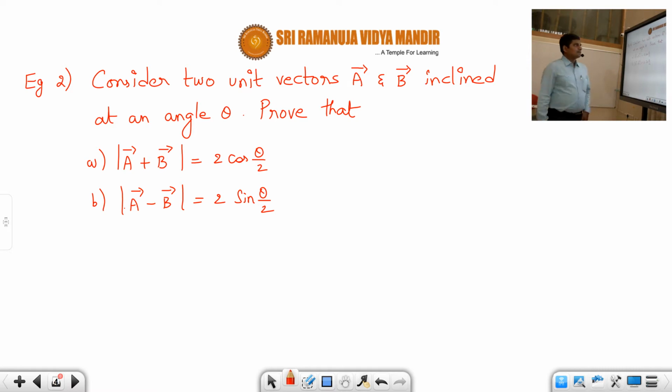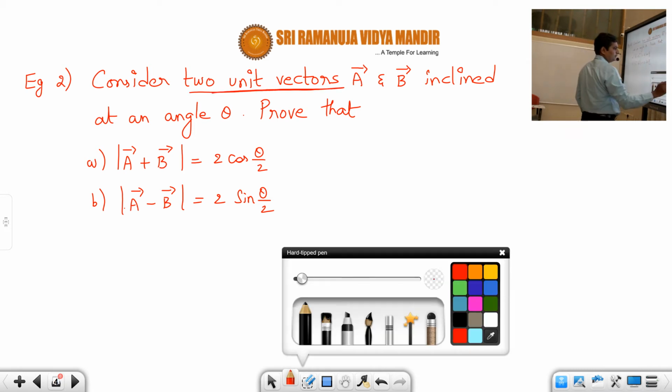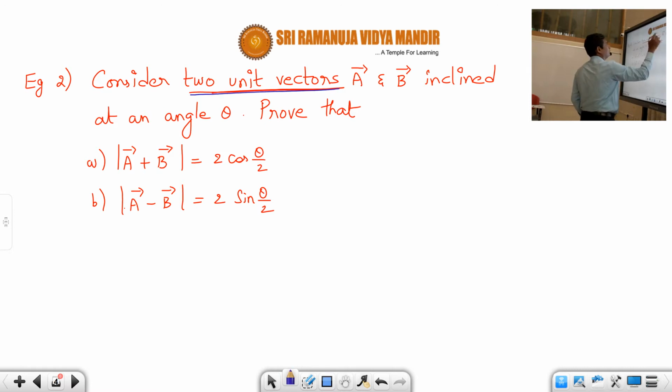Consider two unit vectors a bar and b bar inclined at an angle of theta. Two unit vectors, students. That means their magnitude is how much, students? Two unit vectors means their magnitude is 1. Okay. At an angle of theta. Now prove that the magnitude of a bar plus b bar equals 2 cos theta by 2, and the magnitude of a bar minus b bar equals 2 sin theta by 2.